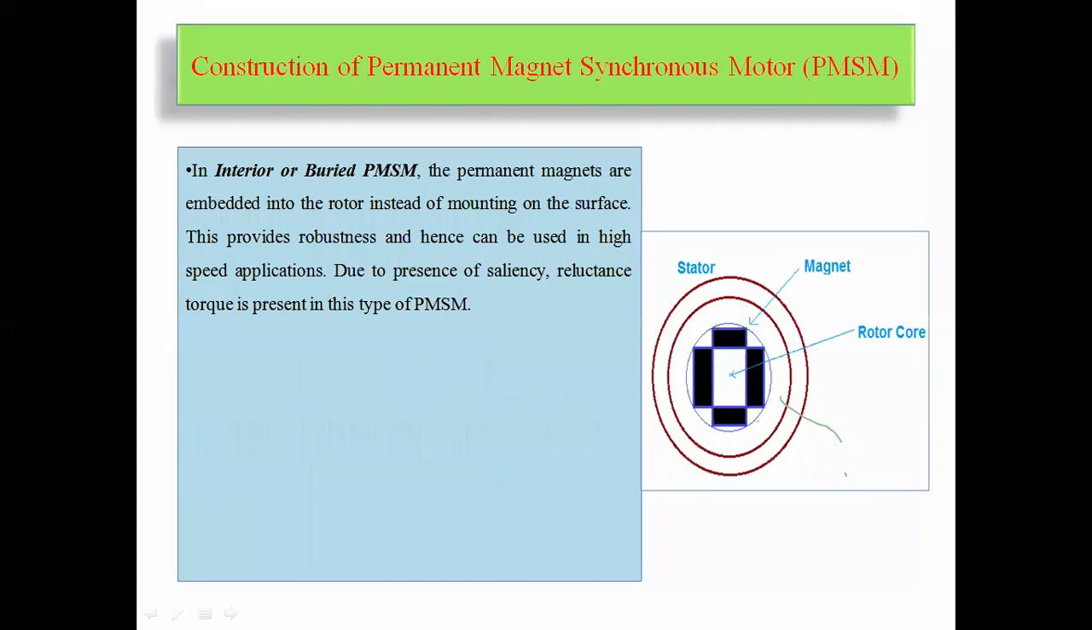Now we will see the second part, which we call the interior or buried permanent magnet synchronous motor. In this type, the permanent magnets are embedded into the rotor instead of being mounted on the surface. Previously they were mounted on the surface, but now we have mounted them inside the rotor.